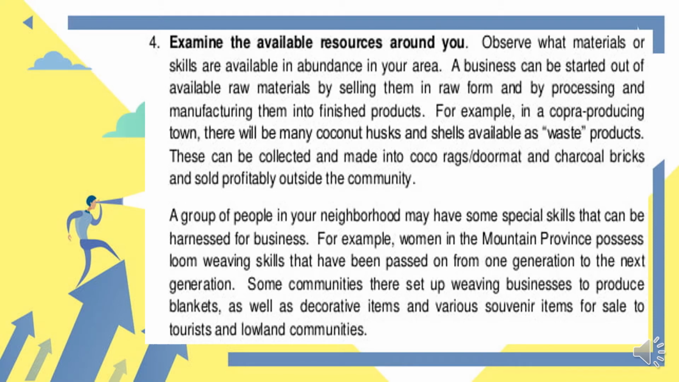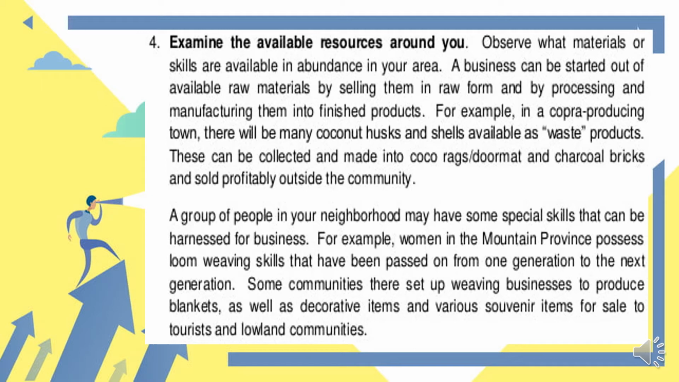Next is to examine the available resources around you. So observe what materials or skills are available in abundance in your area. A business can be started out of available raw materials by selling them in raw form and by processing and manufacturing them into finished products. For example, in a copra producing town, there will be many coconut husks and shells available as waste products. So these can be collected and made into coco rags, doormats, and charcoal bricks and sold profitably outside the community.